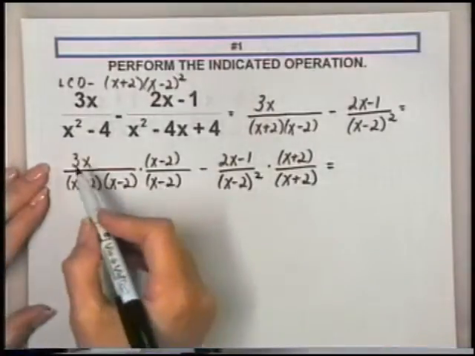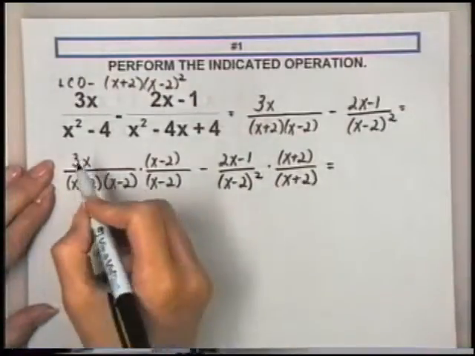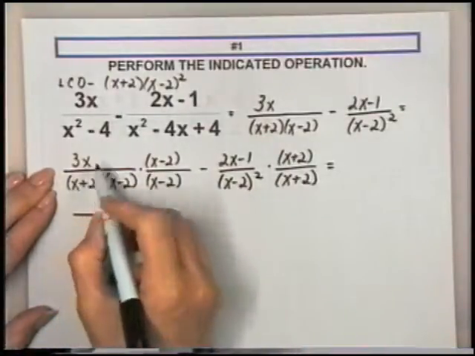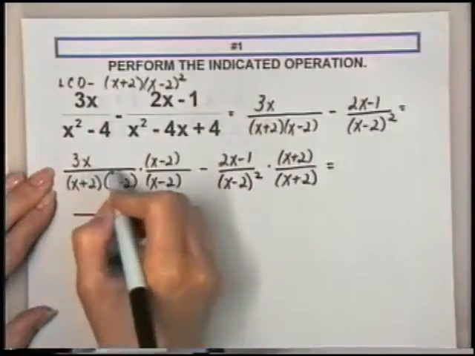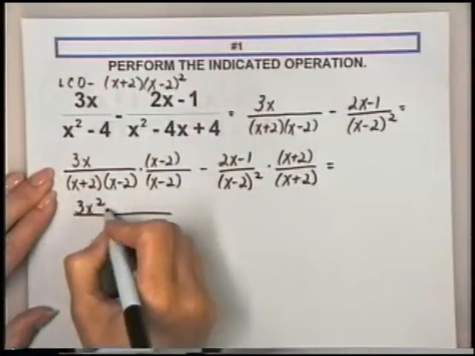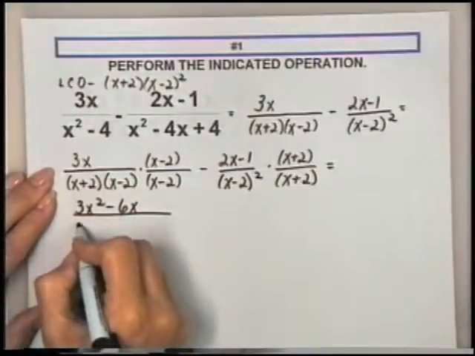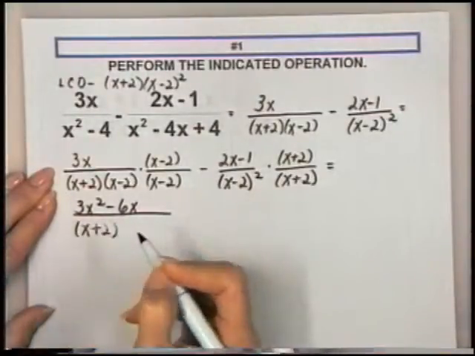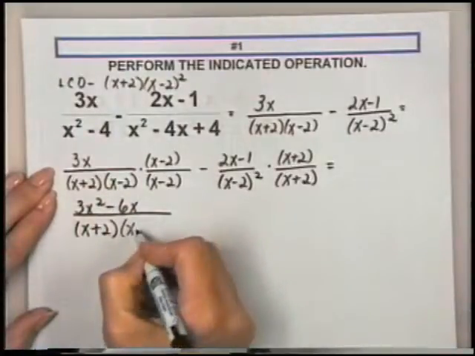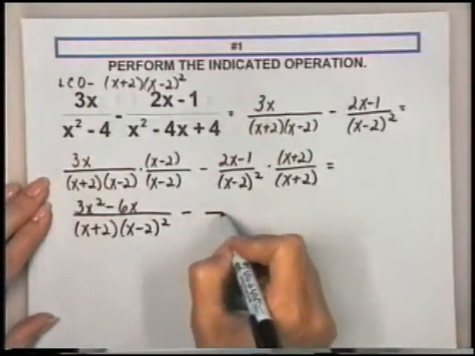Now, when I work with my fractions, on this first fraction, I will multiply out my numerator. I have a monomial times a binomial, so I will distribute the 3x to the x and the minus 2. 3x times x is 3x squared. 3x times minus 2 is minus 6x. I write the denominator in factored form. Let's write the x plus 2, and I may write x minus 2 times x minus 2, but I'm going to write it as x minus 2 squared.